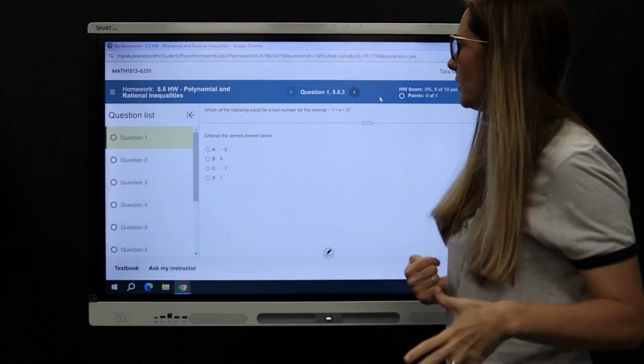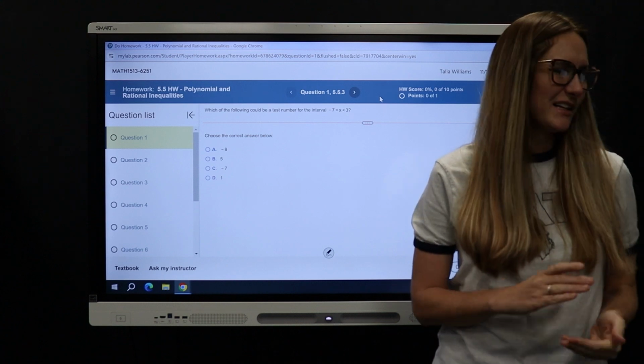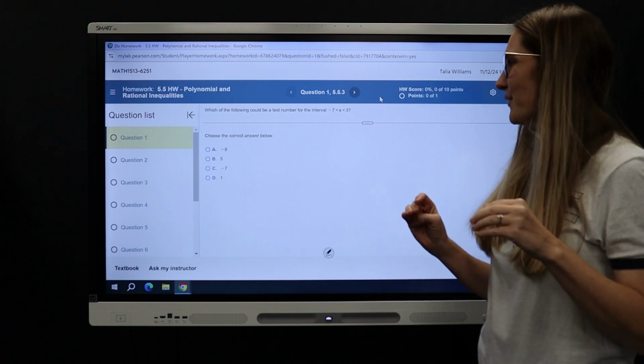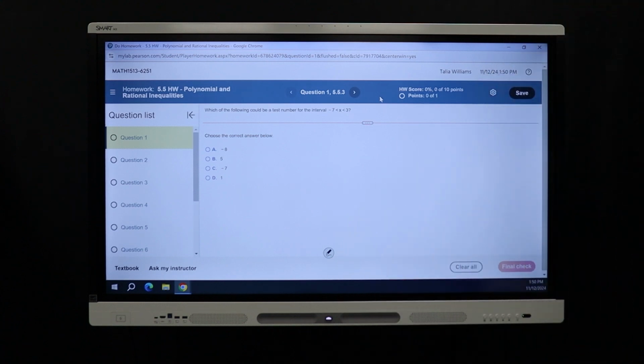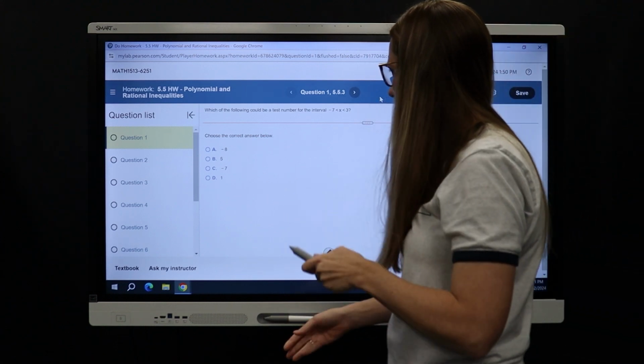Okay, we're going to cover the polynomial and rational inequalities. The biggest positive I can tell you about this assignment is that we're not graphing after the last few. Grab my pens that I've taken off.